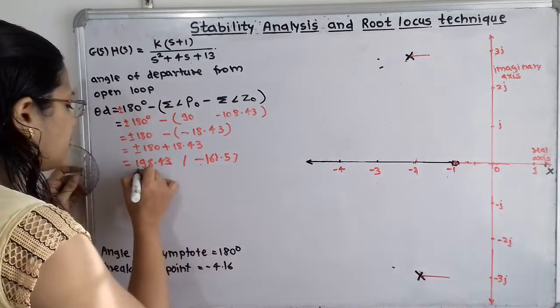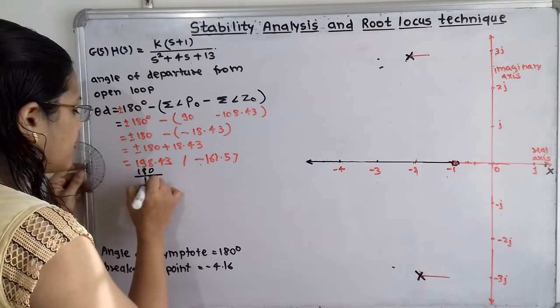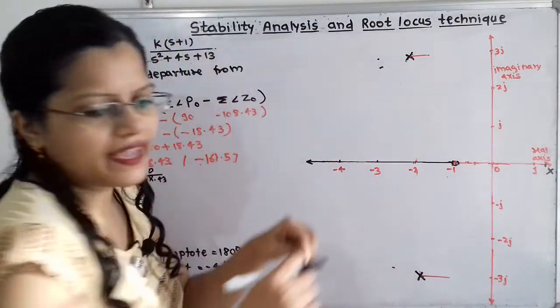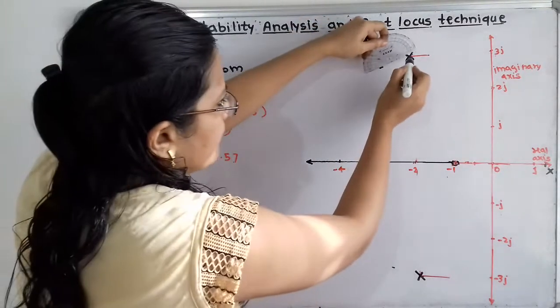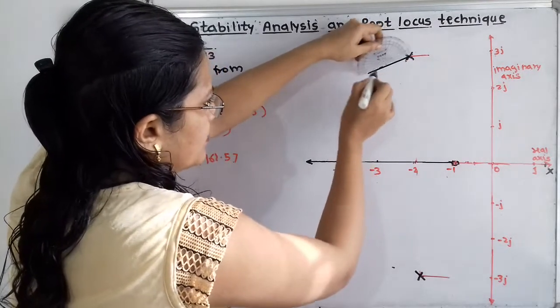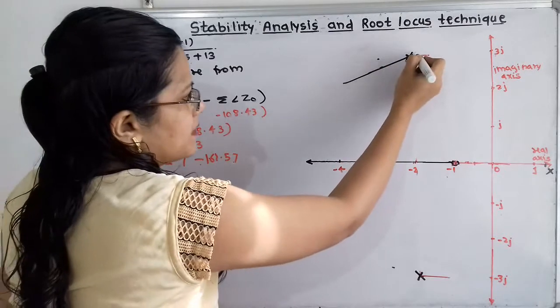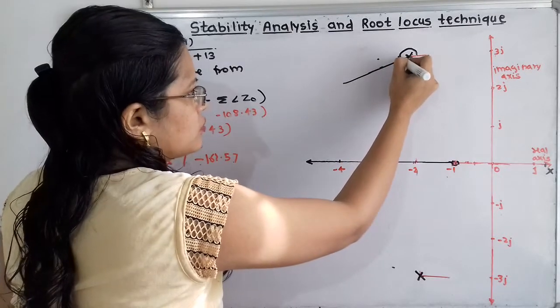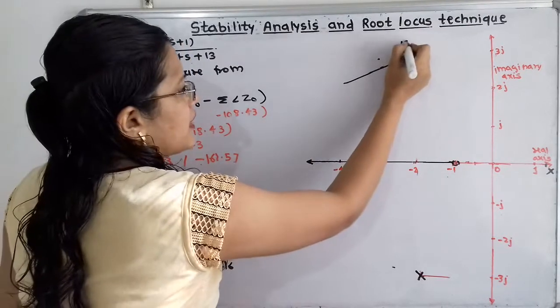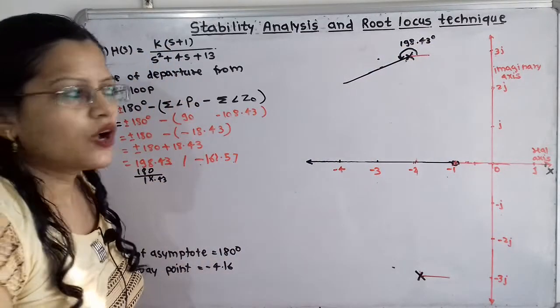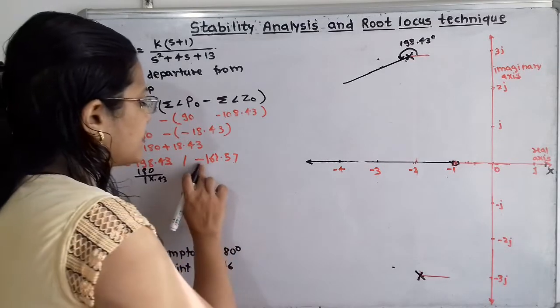That means here we have to take an 18.43 degree angle. So this 18.43 degree angle is getting covered, and we will draw here one line passing through this point. So this is nothing but the angle of departure. So I will show here this total angle is 198.43 degree.